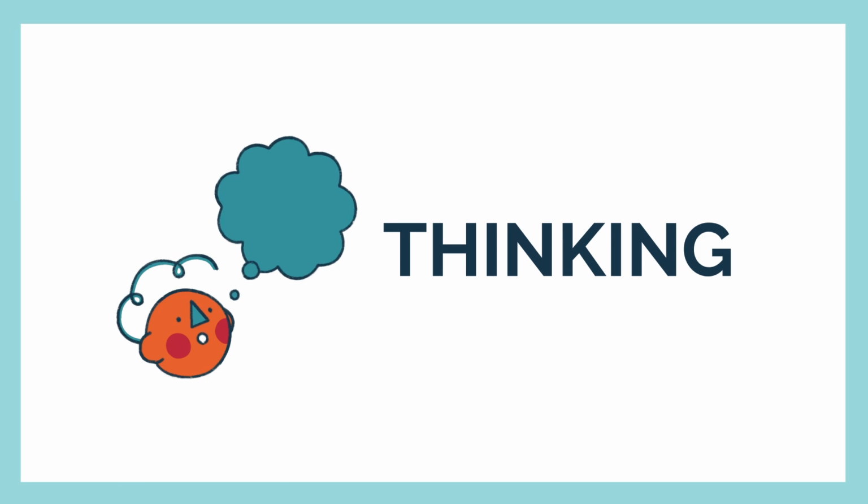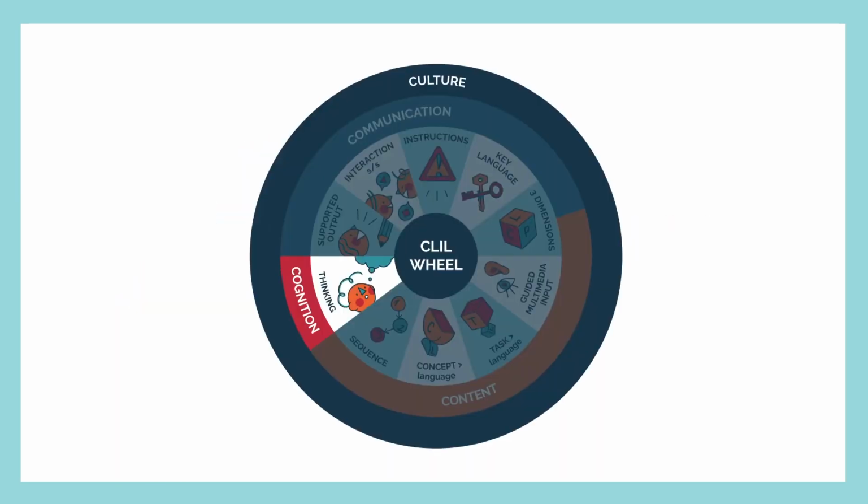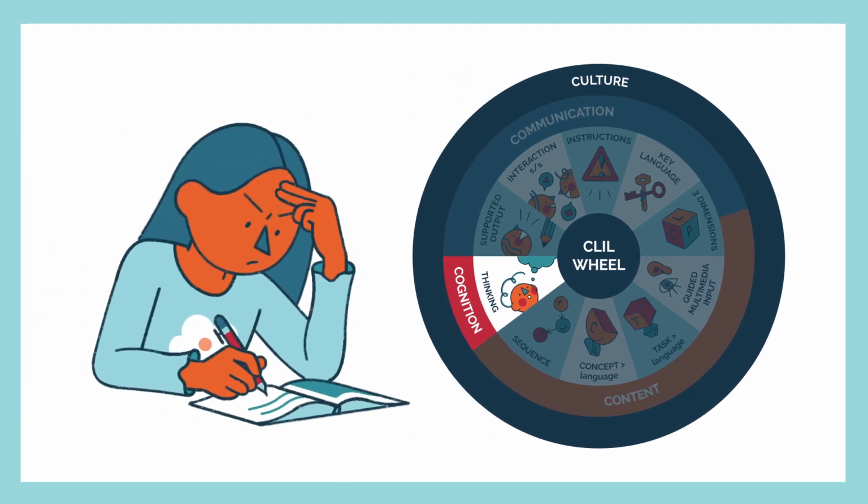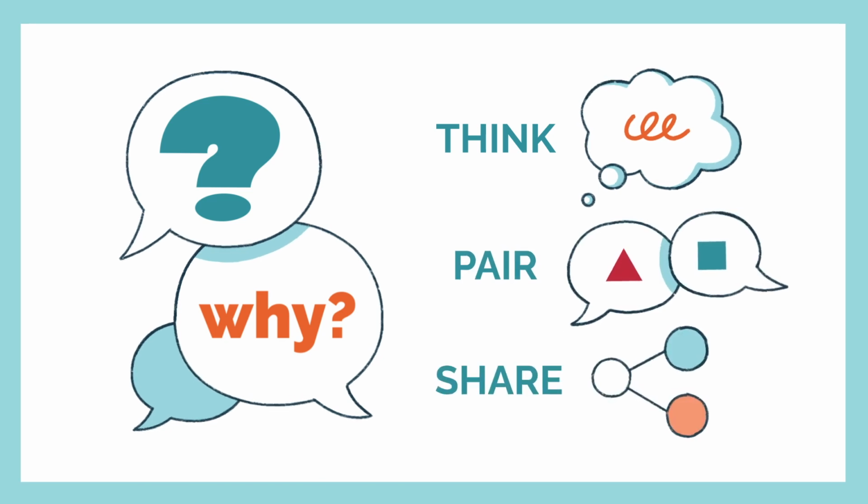The 10th parameter on the CLIL wheel satisfies the 3rd C, that is cognition, as learning a subject in an additional language requires students' mental engagement. It can be achieved, for example, by asking good questions or using thinking routines.